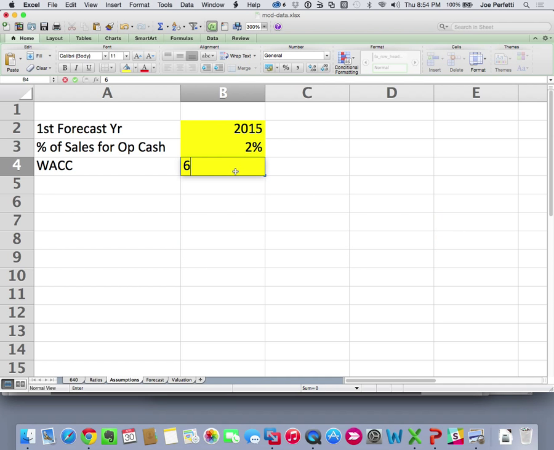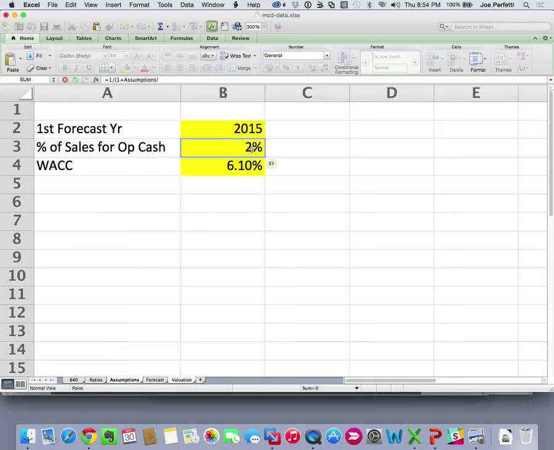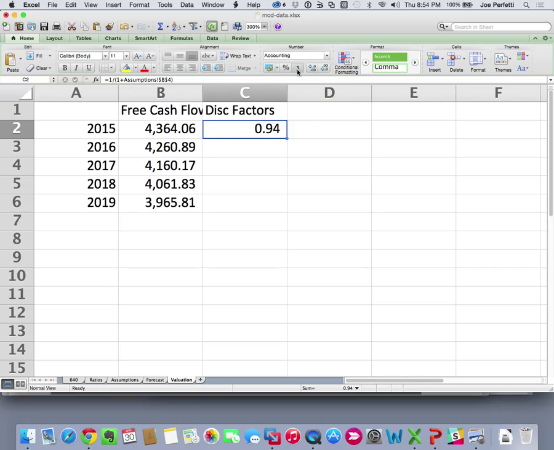So 6.1%. So what does that mean? I'm going to call these discount factors. How do I do a discount factor? Equals 1 divided by 1 plus R, which is the 6.1%. Now when I copy it down, I want it to be an absolute reference, so $B$4. I'll make this 4 decimal places just so it's easier to see.